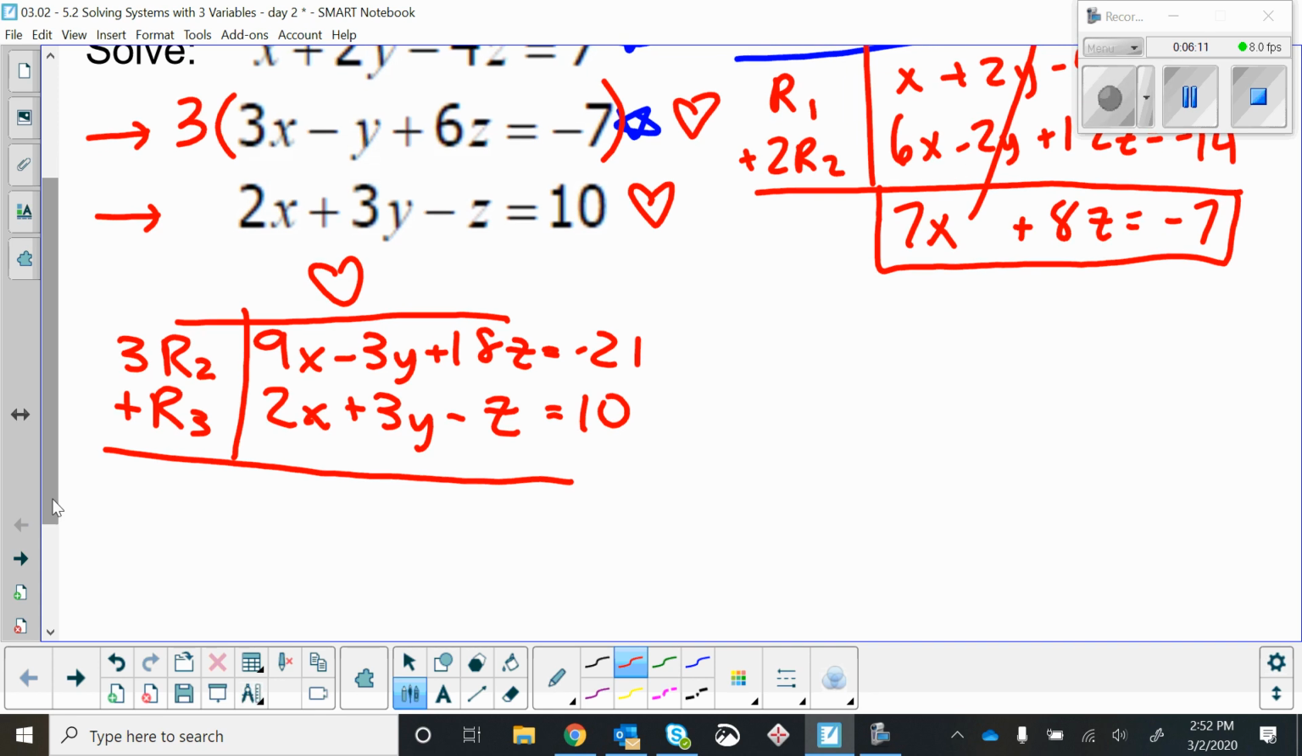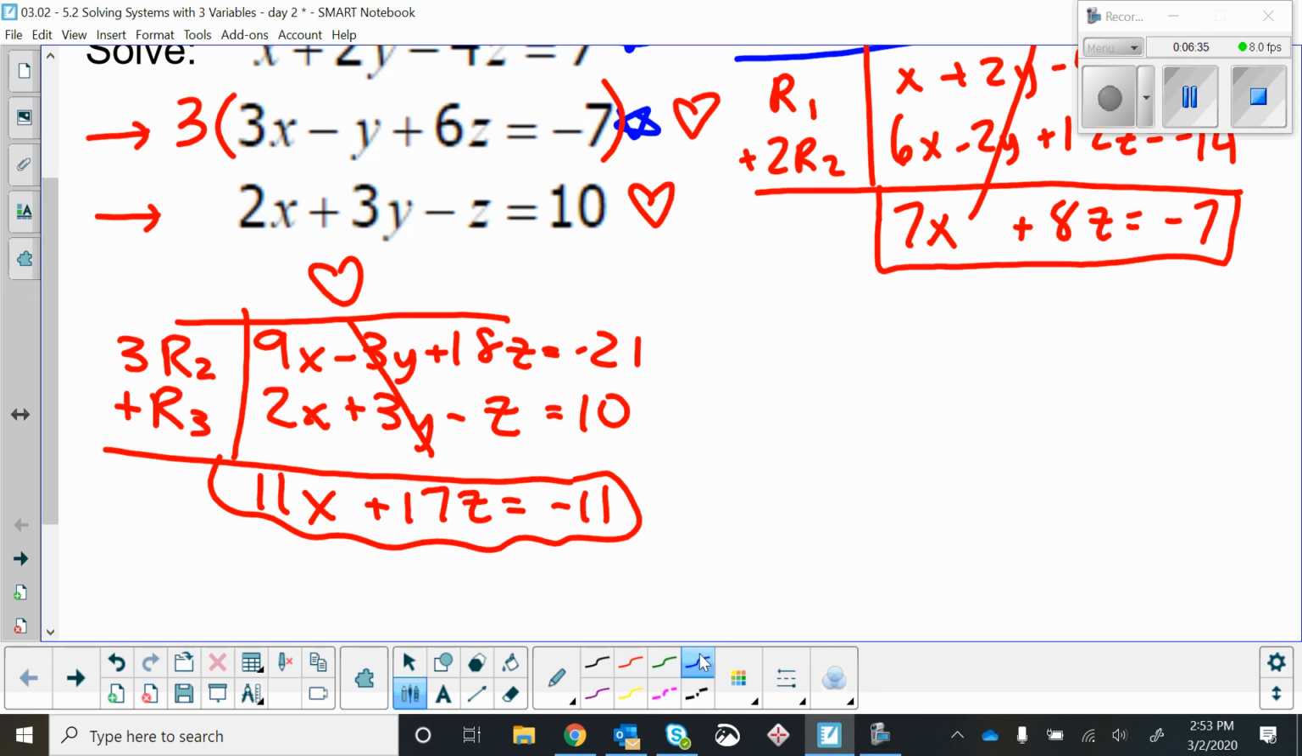So the y's cancel, giving me 11x plus 17z equals negative... Oh, this is obnoxious. Who said y? Okay, so now we have these two equations. I don't think I've done y yet. It's an x. X is the best. I can make it x.